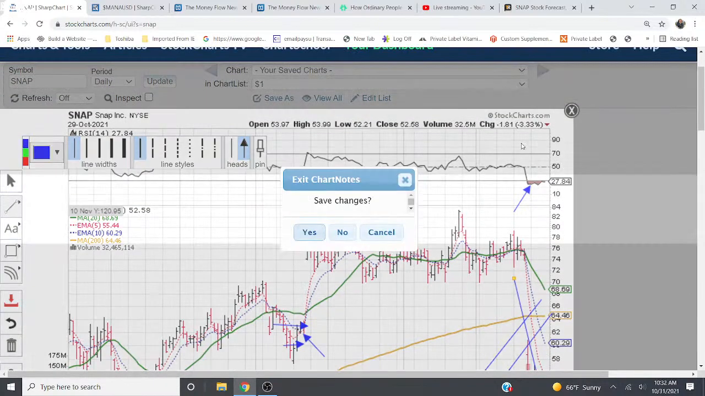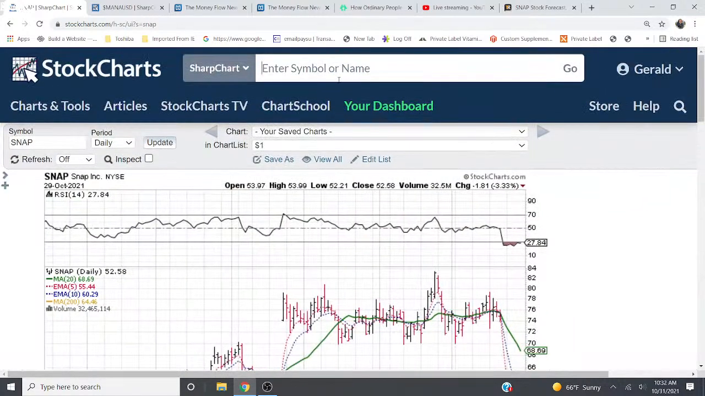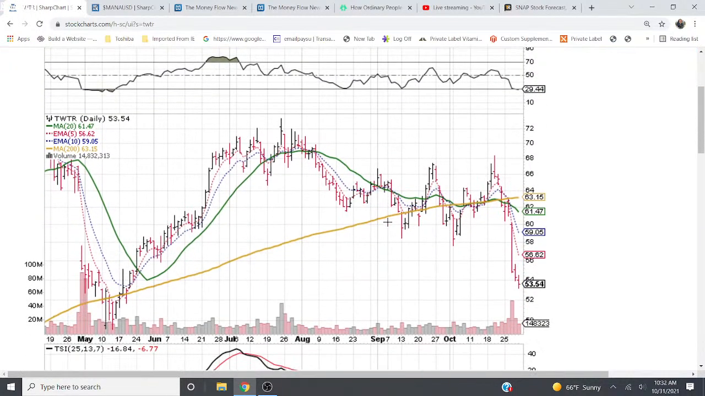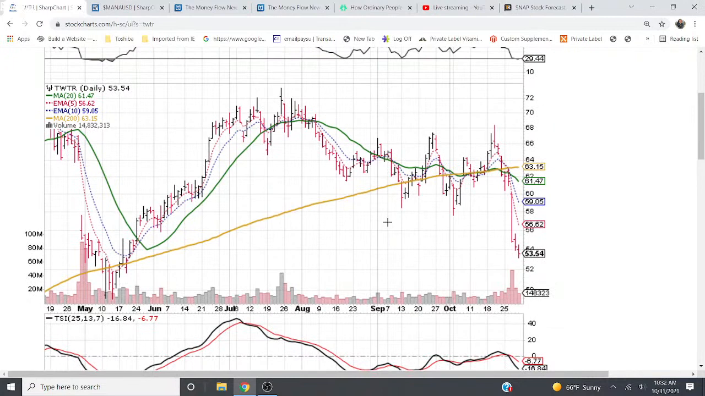So what else we got? Facebook. We got Twitter. Unfortunately, I'm in all these. Let's see. Twitter. Now, I didn't sell any on this. I don't use hard stops. This broke on me pretty fast. It's Twitter. I feel pretty confident it's coming back, so I'm holding it. I'm not buying, though. Why? It's not set up yet, man. I need it to come together.